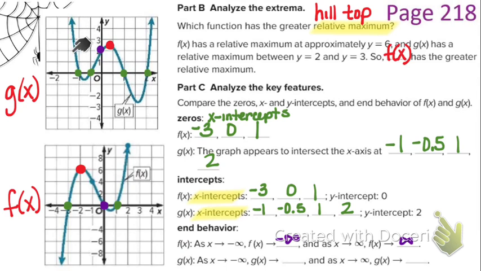Now, what about g of x? What kind of function would you say this is? Even or odd? Even, yeah. Because both arrows are going in the same direction. So what are the arrows doing on the left side and the right side? Are they going up or down? So for g of x, you're going to put a +infinity for both.